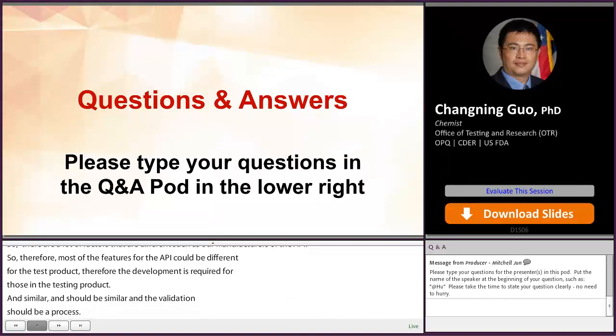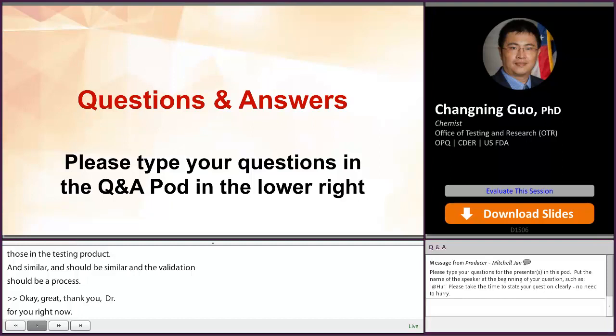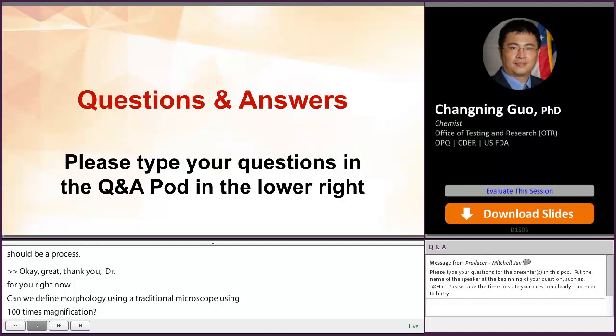Can we define morphology using a traditional microscope using 40 times or 100 times magnification? It depends. If your sample only contains one type of particles, such as only one type of API particles in your formulation, or the excipient was dissolved, it is okay to characterize your drug product using a traditional microscope. Otherwise, the traditional microscope cannot identify API and excipient particles, so that's not acceptable in that condition.